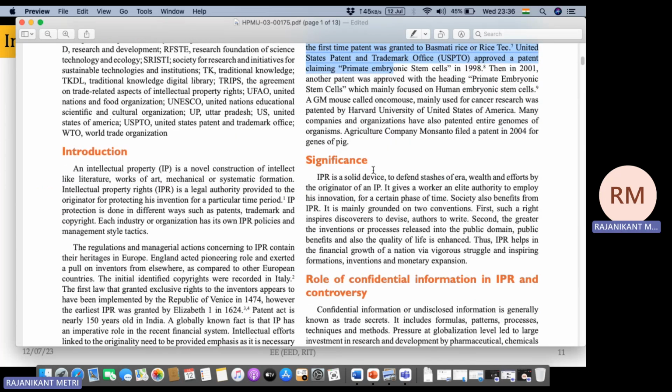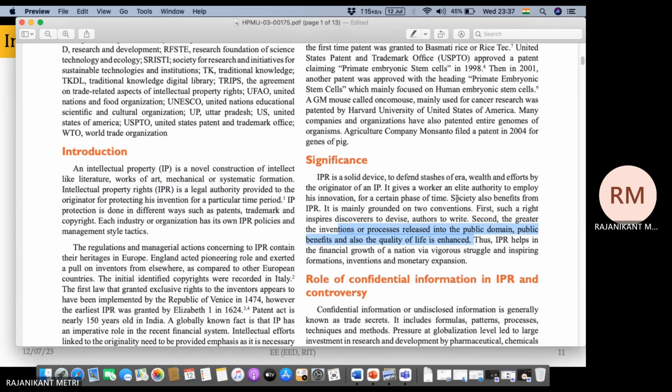What is important here? IPR is a solid device to defend the state of era, wealth, and efforts by the originator of an IP, and it gives a worker an elite authority to employ his innovations for a certain phase of time, that is, for the validity of that particular protection. Society also gets benefits from the IPR, and it is mainly grounded on two conventions: first, inspire discoverers to devise and authors to write, and second, release the inventions or processes into the public domain, so there are public benefits and quality of life is enhanced.